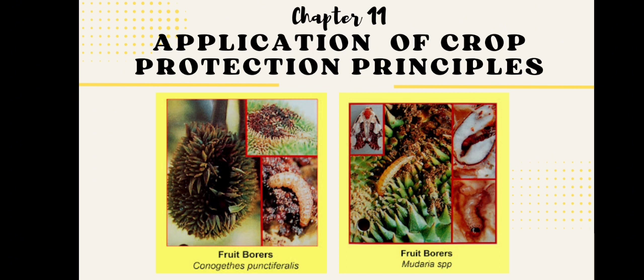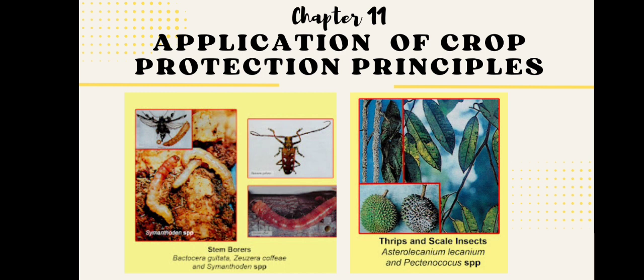Then the fruit borers, these pests can cause damage by tunneling into the fruit, leading to spoilage, reduced quality, and potential yield loss. Then stem borers, these pests can cause damage by tunneling into the stem, leading to weakened structural integrity, reducing growth and potential tree mortality.